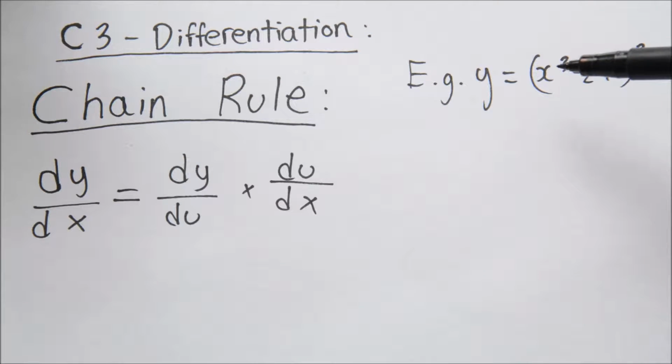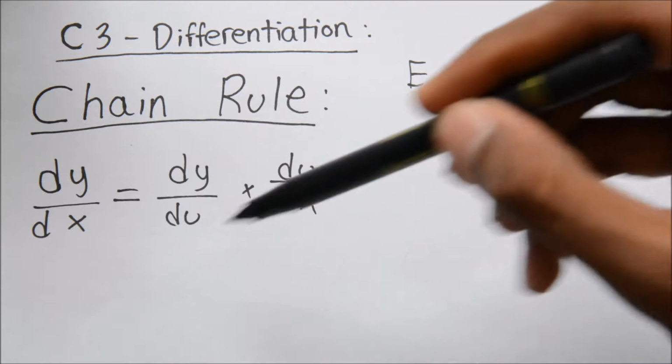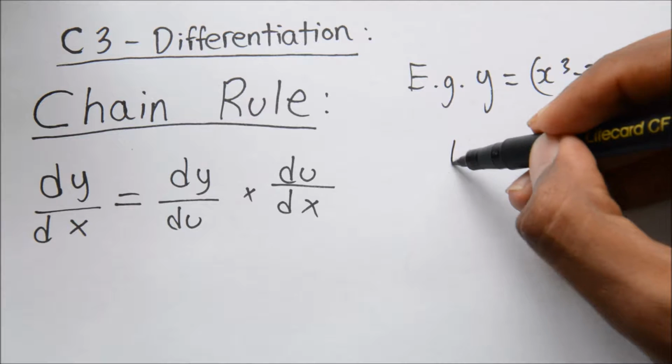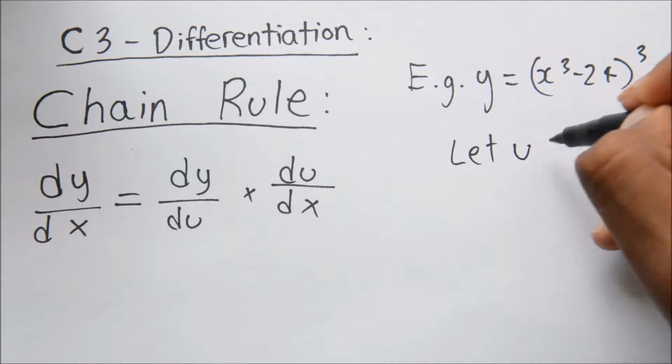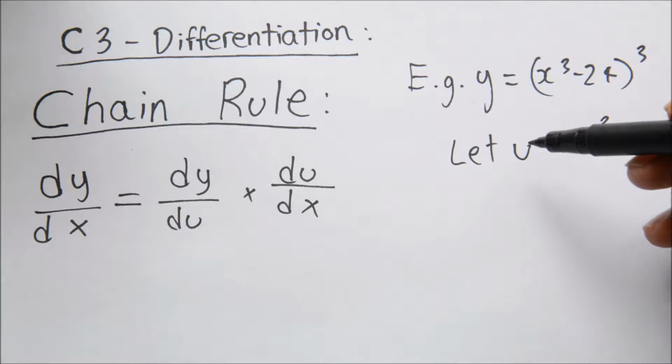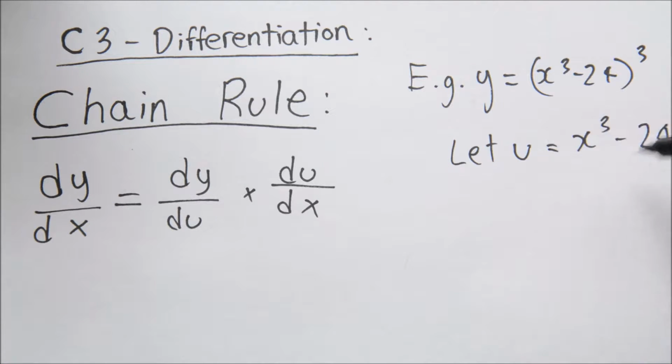If you had just the bracket in the middle, it would be alright. You could differentiate each term and do it. So why not make life easier? Seeing this equation, let's take everything in the bracket, all this stuff, x cubed minus 24, and let u equal everything in the bracket. So if we let x cubed minus 24 equal u, we can now differentiate this thing that we've made here.